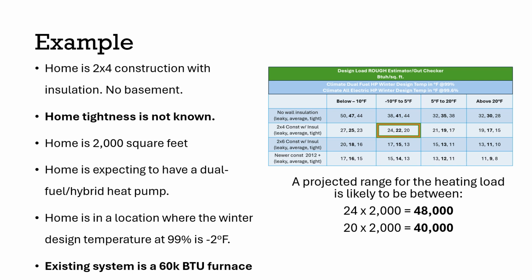My existing system is a 60,000 BTU furnace. So the projected range for this heating system would be between 40,000 and 48,000, and that's because I multiplied 20 and 24 by 2,000, right? That's my range because I didn't know my blower door number. That means our existing system is likely oversized.